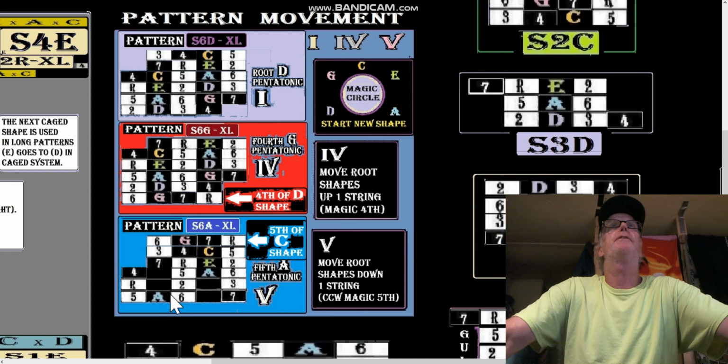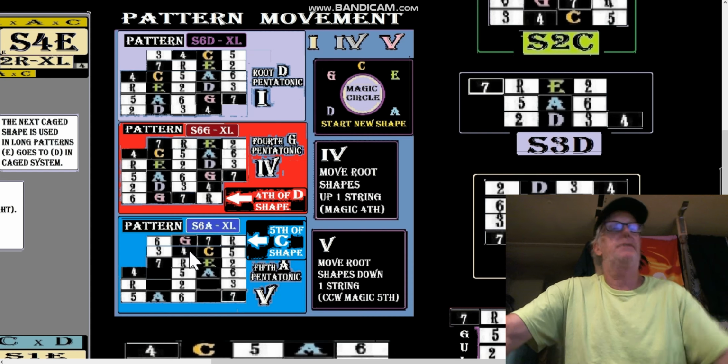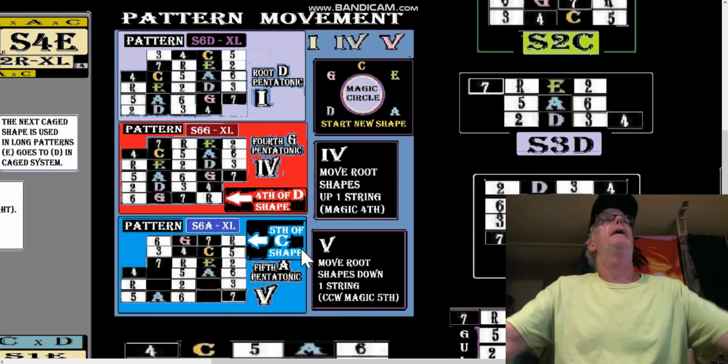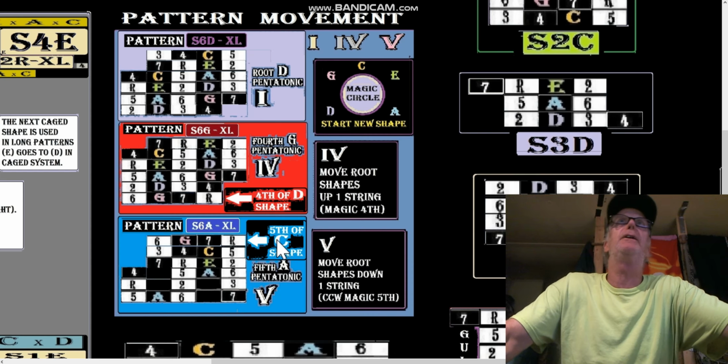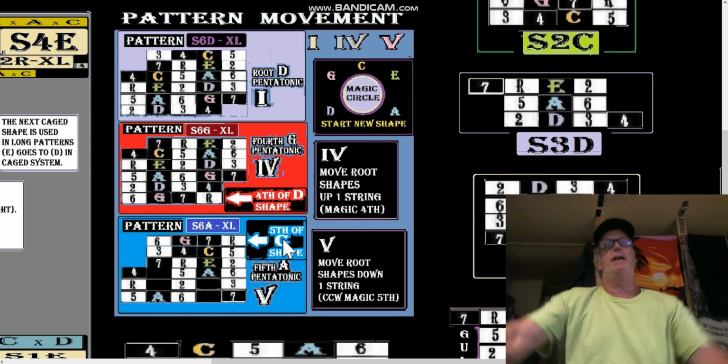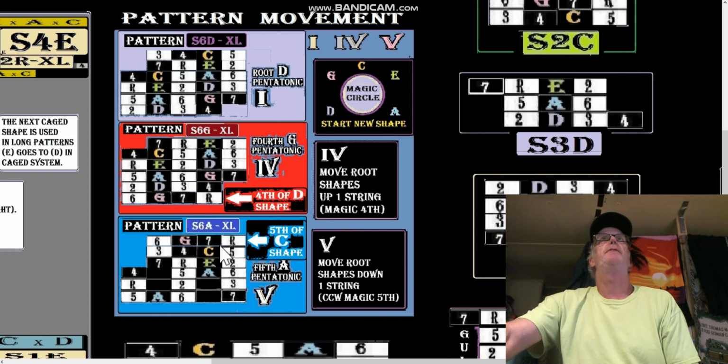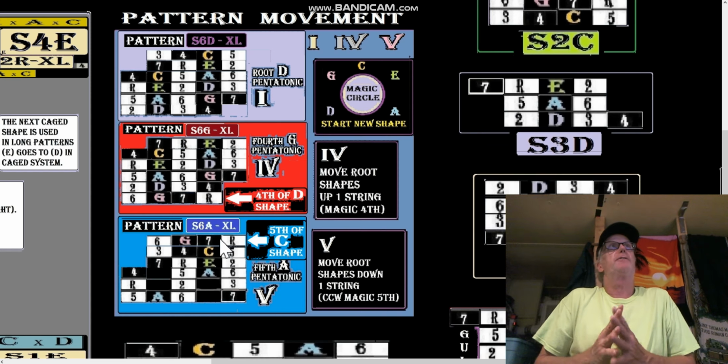Next cage shape up, A is the 5th. This is going to be the C shape encaged from A. Okay. So wait a second. Okay, again, that's a G shape there. That little sign tripped me up. Hey, we're out of time. G being the 5th of C. Thanks. It's been a good lesson.